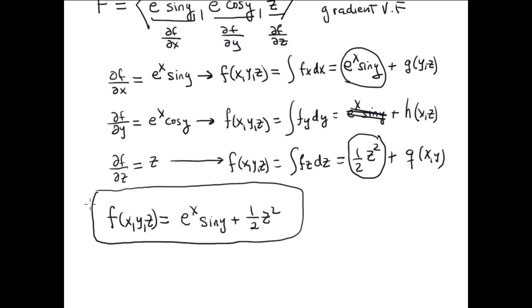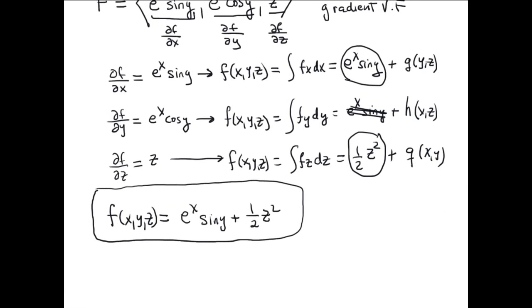Not necessary to do, but let's check. You compute always like that. Suppose I want to find the partial derivative of the potential function with respect to x. You differentiate this function with respect to x. The answer is e to the x sine y.